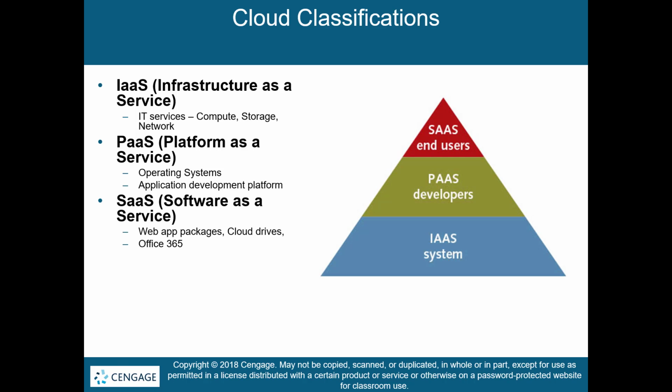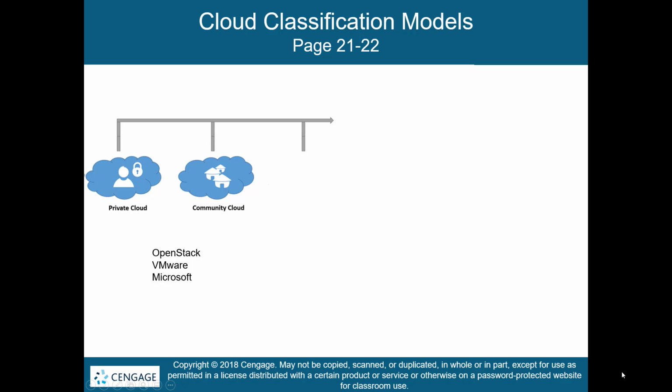At the top of the pyramid, we have software as a service. Many of us are used to using maybe cloud drives or Office 365 or some other web application packages that run on the cloud, and that is providing the software service. There are other specialized services as well. For example, some cloud providers may provide a database service or a communication service like VoIP, or possibly a whole business process, BPaaS, or business process as a service. So there are many specialized services also that can be provided in the cloud.